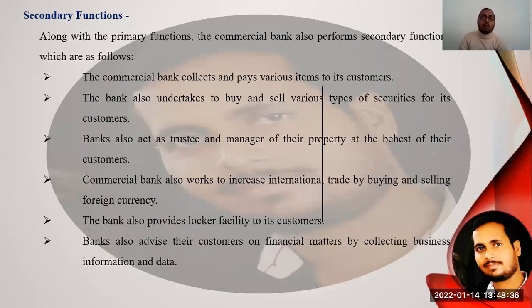Next, students, the bank also undertakes to buy and sell various types of securities for its customers. As we use modern banking systems and we want to purchase commodities and we do not have cash, then we order the commodities and give the order either by email, by electronic medium, or by cheque to the bank to pay the amount to that merchant. So banks also provide this facility. This is a secondary function of the bank, students.